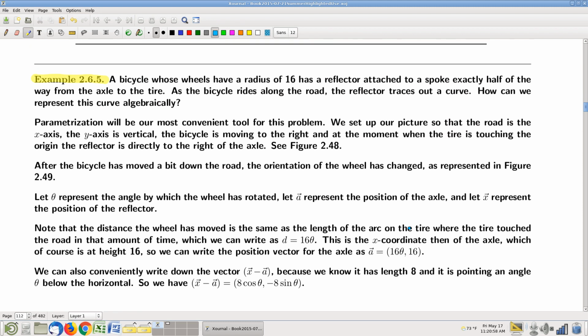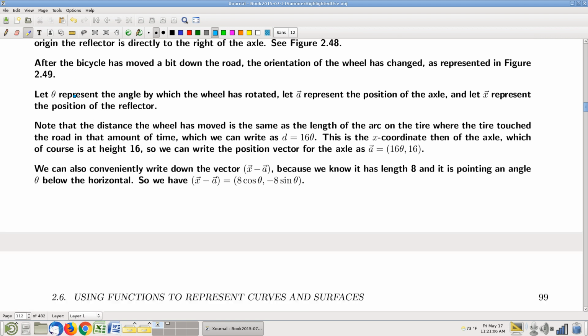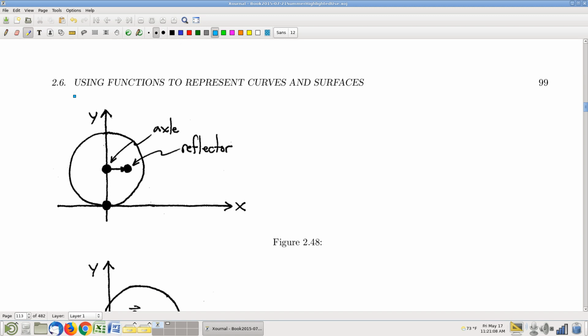And so let's do that. Here's the idea. I'm going to view that reflector as a sum of some simpler vectors. So let's think about the axle of the bicycle. The axle of the bicycle is doing something really easy. The axle is just going in a straight line at a constant speed. No problem. Okay.